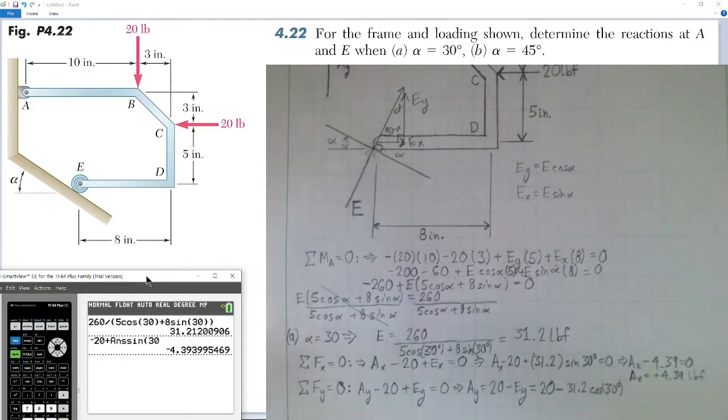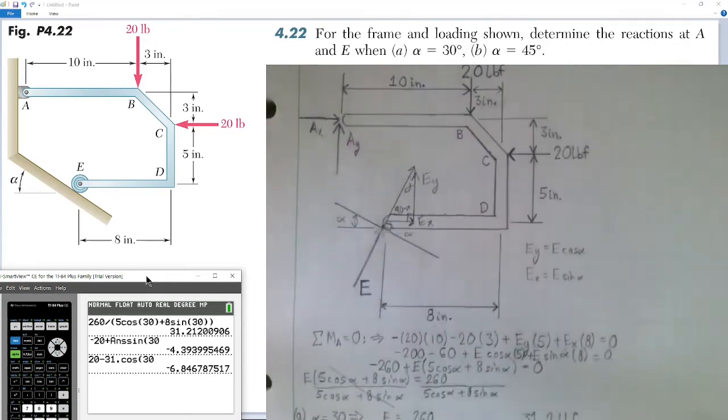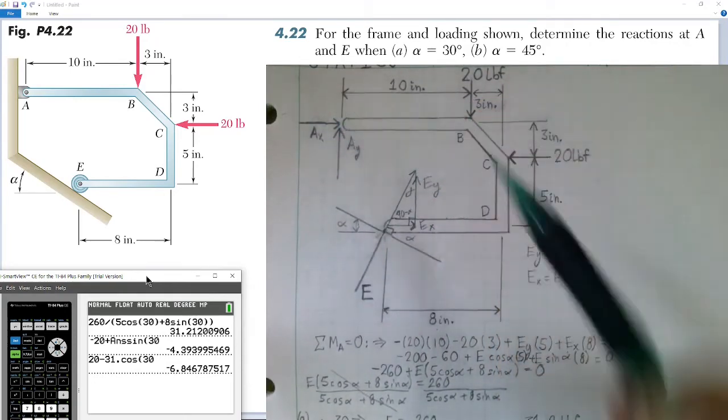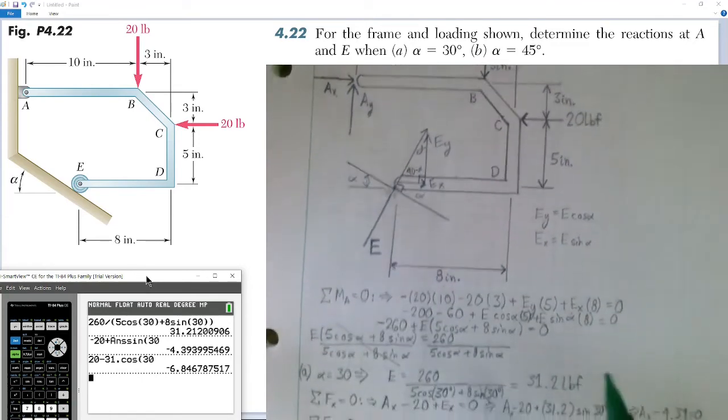And that tells me Ay is equal to negative 6.85 pounds of force. If it's negative, that means my reaction that I've drawn in the diagram as pointing up is incorrect. It's actually acting down. The negative sign simply means we need to flip the direction in which the force is acting.